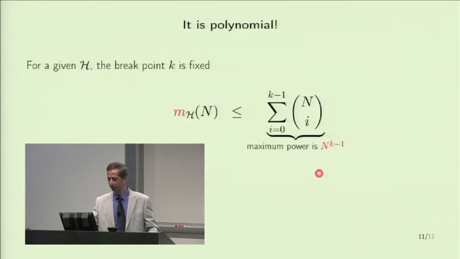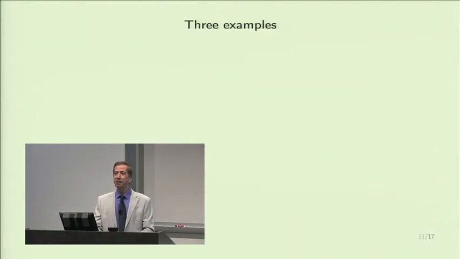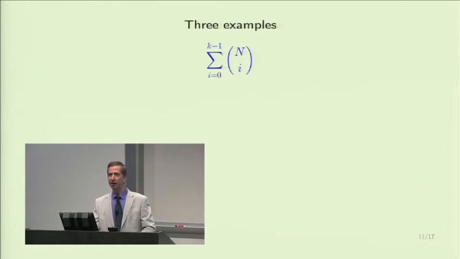Okay? That is pretty good. So let's take 3 examples in order to make this relate to experiences we had before. This is the famous quantity by now. You know it by heart. I have the n, I remember k, I have to put minus 1. And that is the upper bound for anything that has a breakpoint k.